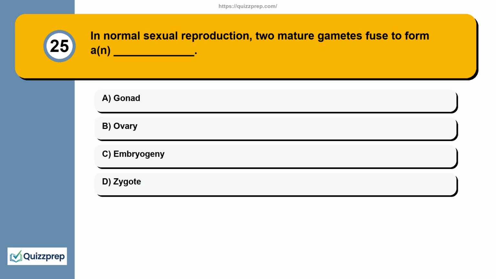Question 25. In normal sexual reproduction, two mature gametes fuse to form a gonad, ovary, embryogeny, zygote.